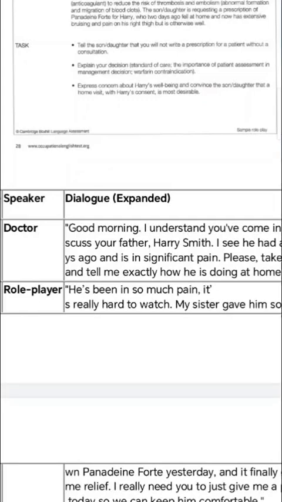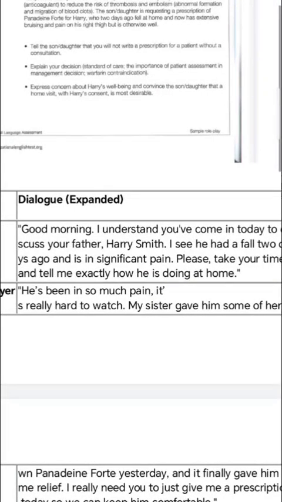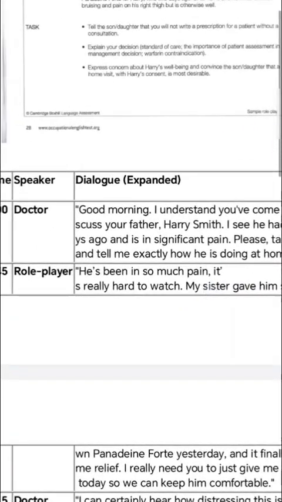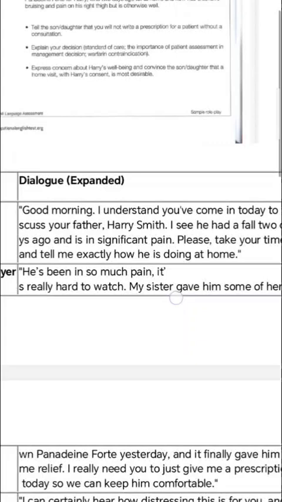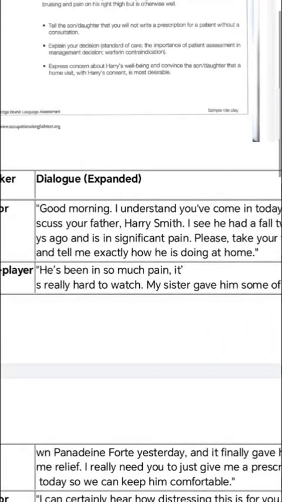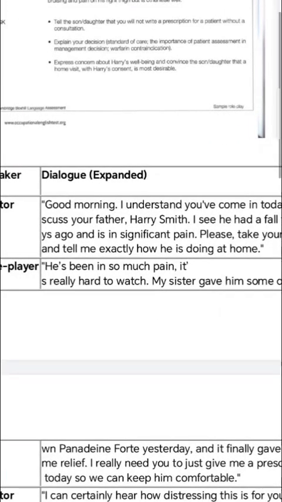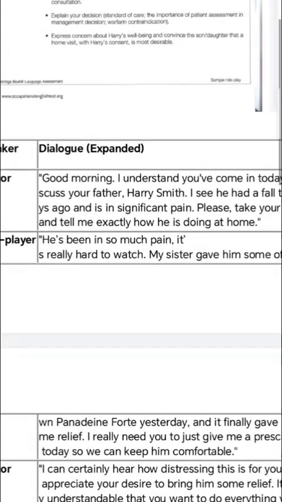The candidate has to start the task first, introduce yourself, and then greet the patient. Here you can see how the doctor explains and introduces himself or herself. So, good morning. I understand you have come in today to discuss your father, Harry Smith's, condition, and I see he had a fall 2 days ago and is in significant pain. Please take your time and tell me exactly how he is doing at home.